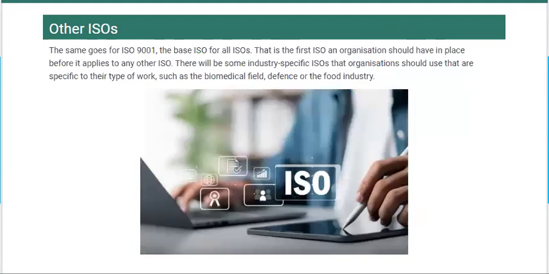Other ISOs. The same goes for ISO 9001, the base ISO for all ISOs. That is the first ISO an organization should have in place before it applies to any other ISO. There will be some industry-specific ISOs that organizations should use that are specific to their type of work, such as the biomedical field, defense, or the food industry.